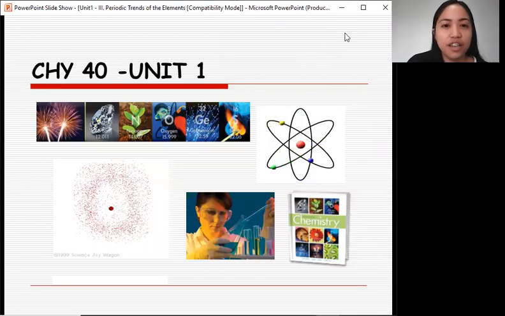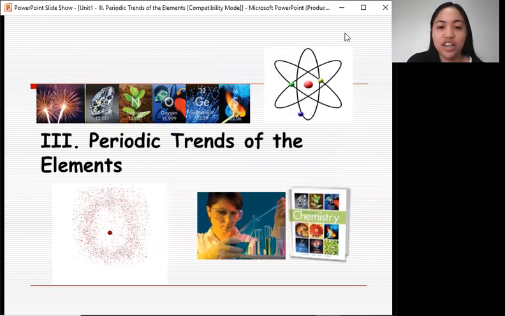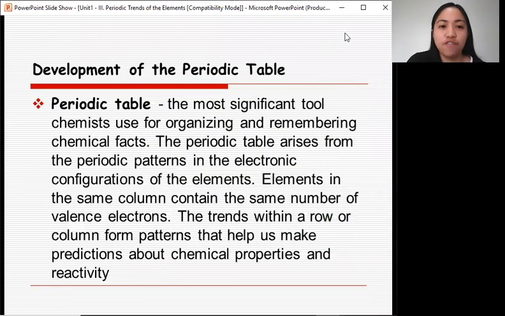This is part 3 of Unit 1, and part 3 is the periodic trends of the elements. So, the development of the periodic table. The periodic table is the most significant tool chemists use for organizing and remembering chemical facts. The periodic table arises from the periodic patterns in the electronic configurations of the elements. Elements in the same column contain the same number of valence electrons, as we have discussed in part 2, and the trends within a row or column form patterns that help us make predictions about chemical properties and reactivity.